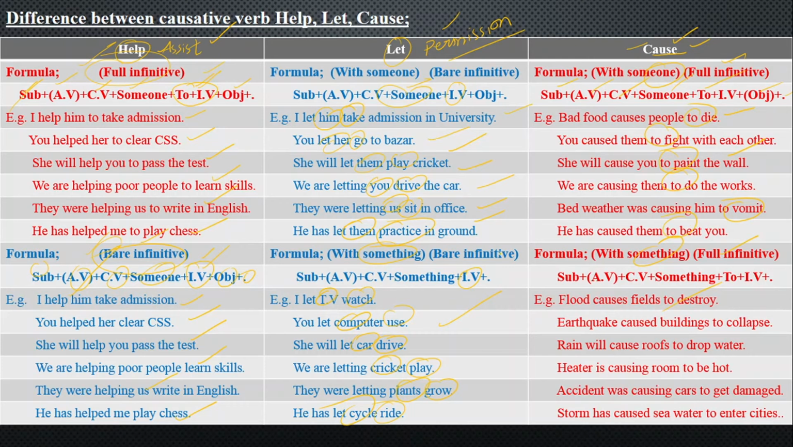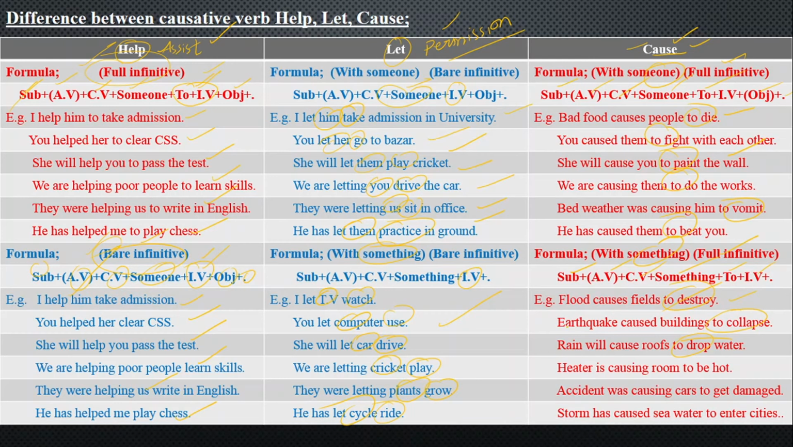For something, again you will be using the full infinitive. Formula: subject, auxiliary verb, causative verb, something, to plus first form, object, full stop. Flood causes fields to destroy. To destroy is your to plus first form. Earthquake cause buildings to collapse. To plus first form of the verb. Rain will cause roofs to drop water. To plus first form, to drop.